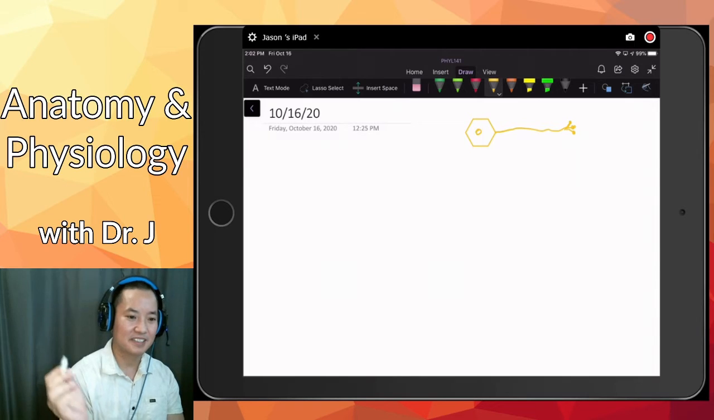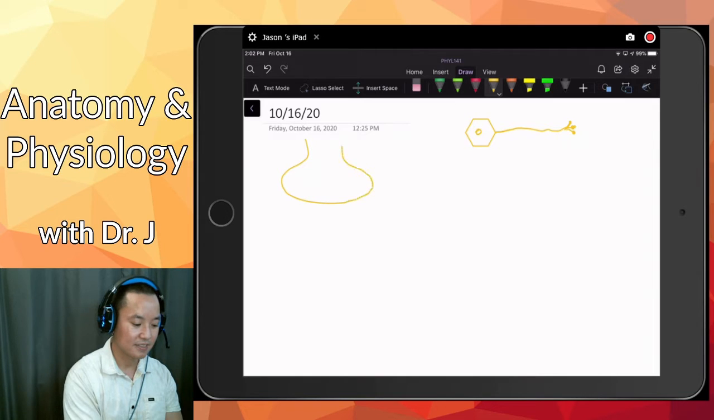So when something terminates, it ends, right? So now we're going to draw an axon terminal like this. So here's the end of an axon of a neuron. So this entire thing is called an axon terminal.